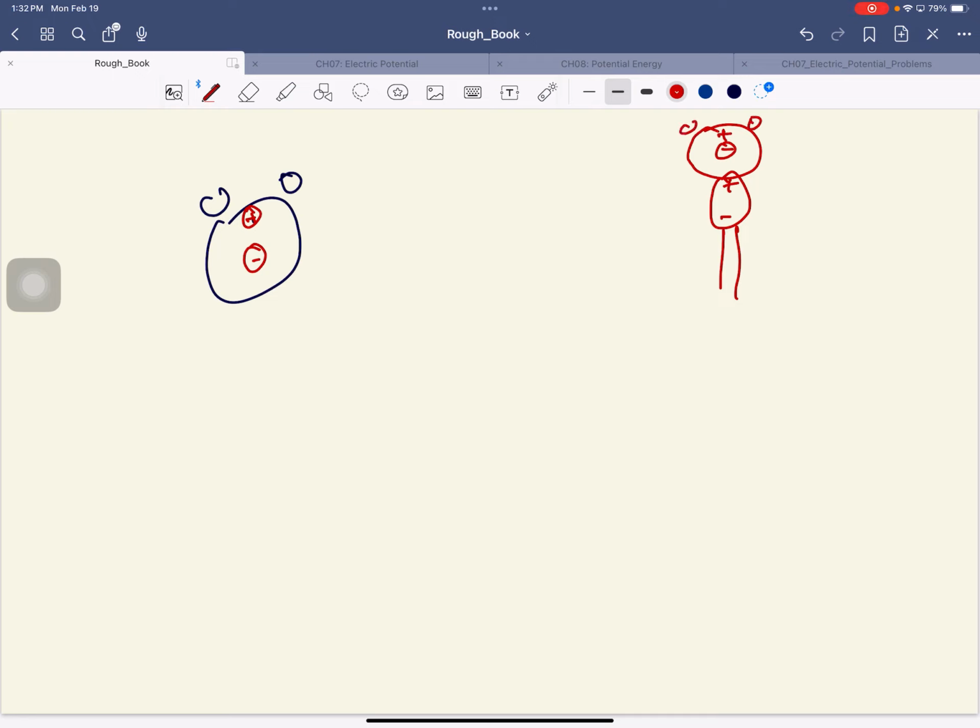Did you guys understand that? Why that way? Because now this is a low energy configuration. Do you guys understand that? All right.